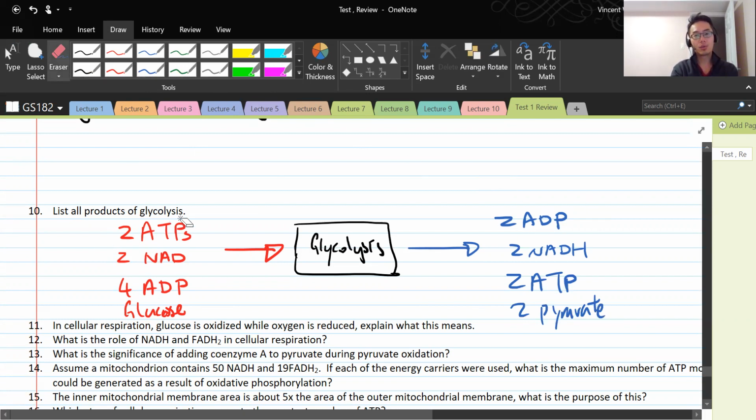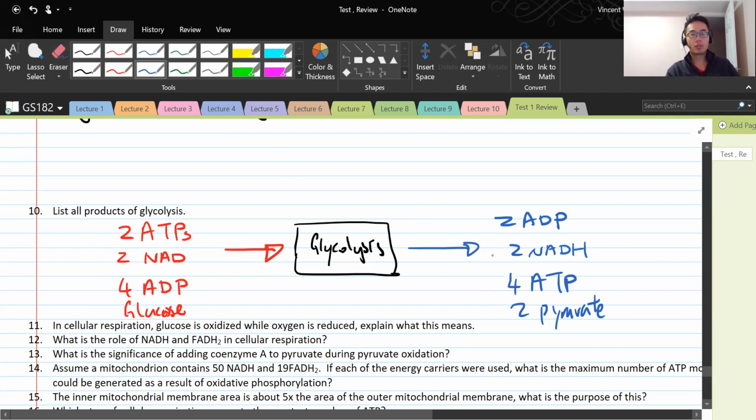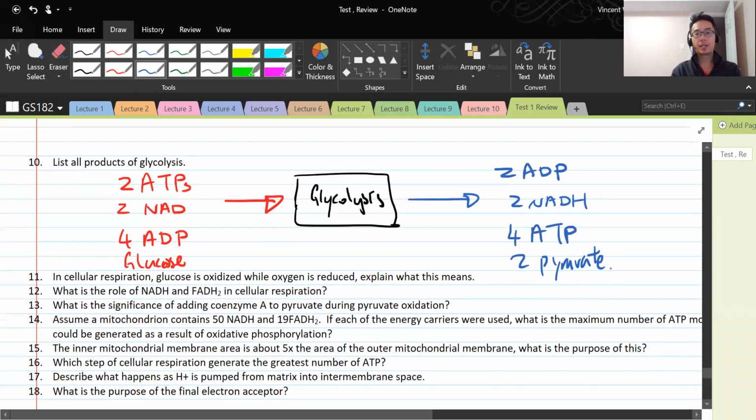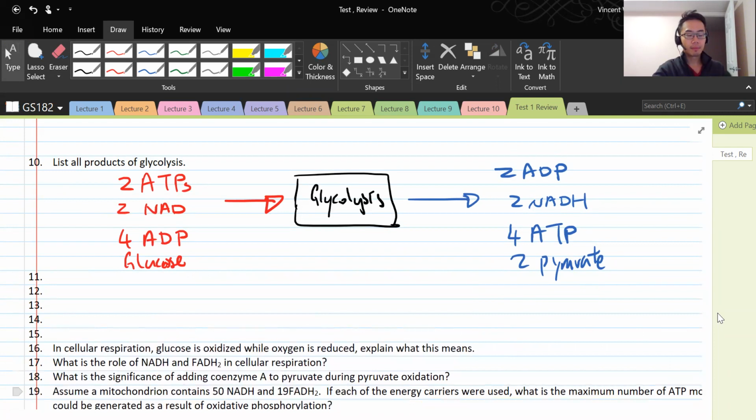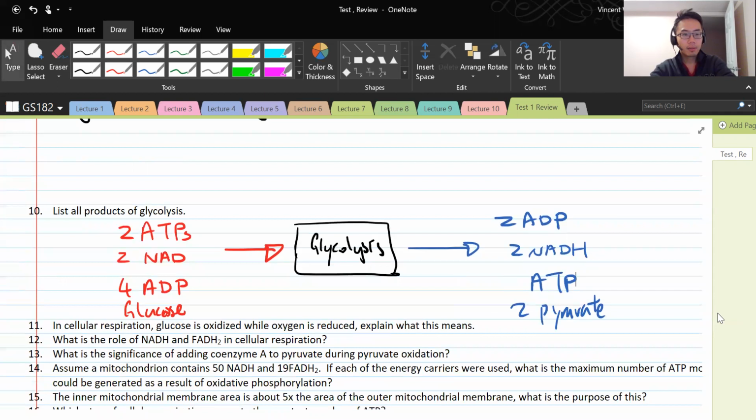Okay, so these are the major products. Okay, so you invested 2 ATPs. Sorry, this should be a 4. And then you produce 4 ATP. So overall, it's 2 net ATP. And may I remind you, after glycolysis, most of the energy is still locked in the pyruvate. And in the presence of oxygen, this will go on and be further broken down. Otherwise, it will undergo fermentation. Okay. Next.